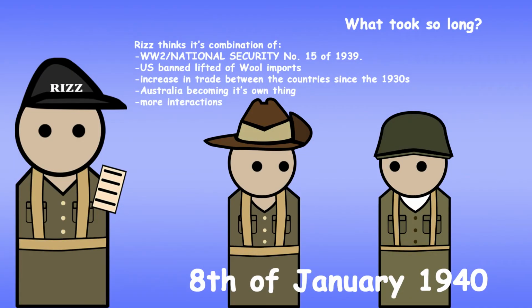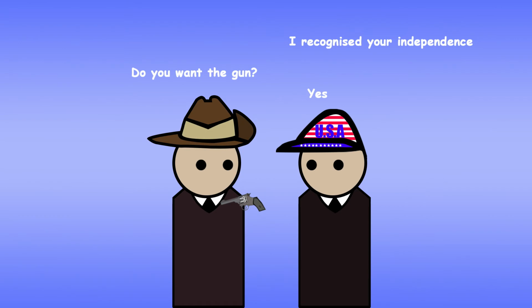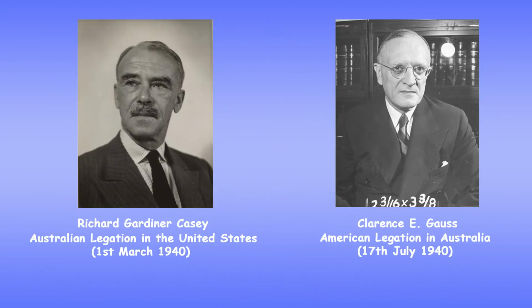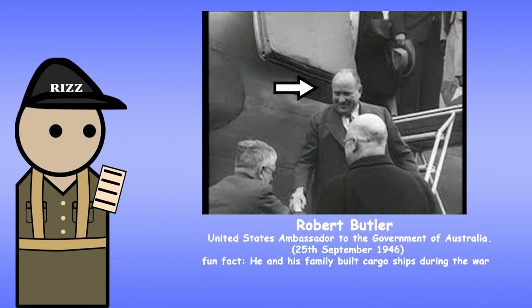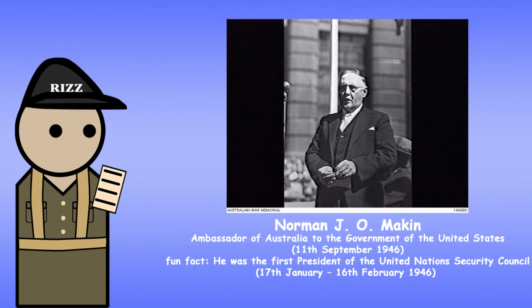So, official diplomacy started on the 8th of January 1940. The US recognized Australia's independence. Legations were sent in the following months until they were replaced by embassies in 1946. Also a weird coincidence, when the embassy took office, the US ambassador Robert Butler's term started on the 25th of September. Yes, the same day Halo 3 came out. And the Australian ambassador Norman J.O. McKean started his term on the 11th of September.